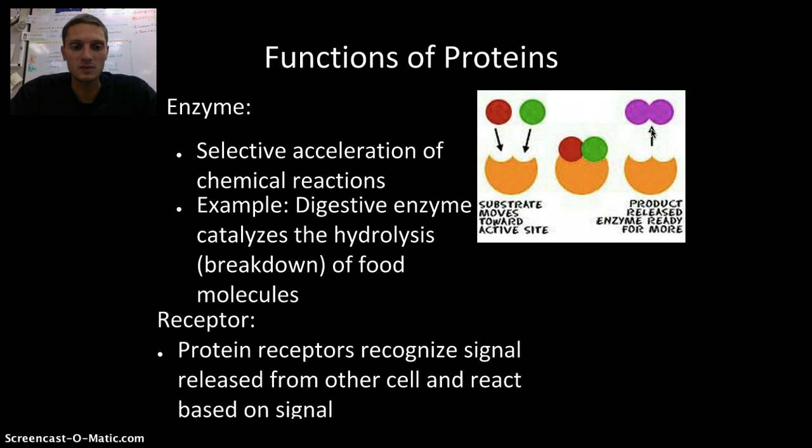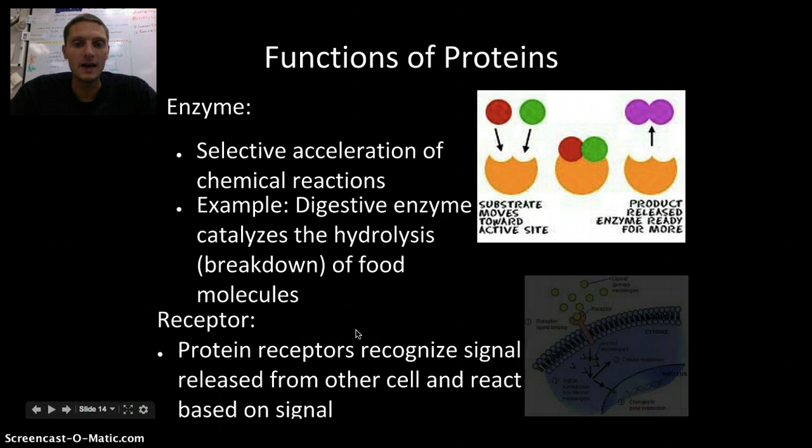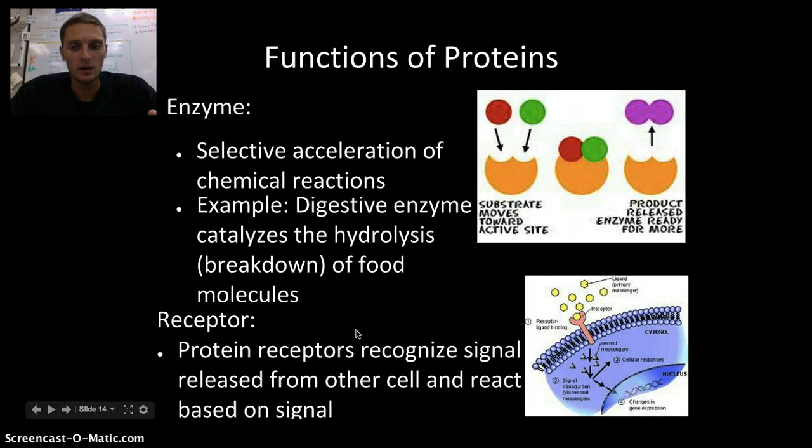Proteins can also be used as receptors. Protein receptors recognize signals released from other cells and react based on those signals. A good example of this is in nerve cells. Those receptor proteins are recognizing a signal from a nearby cell, and so that signal is passed from one nerve cell to another, and it's basically relaying that message from maybe your fingertips or your toes or wherever that signal is originating from. It's going towards your brain. Receptor proteins help to process that actual transfer of information.